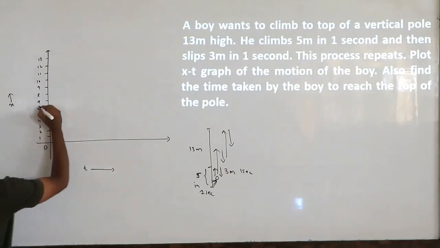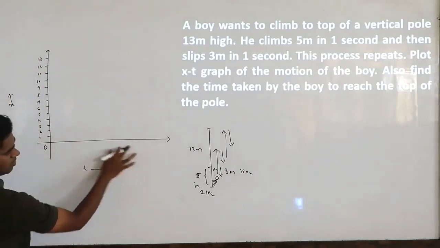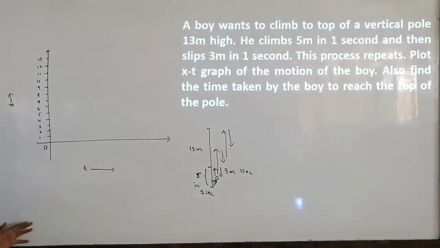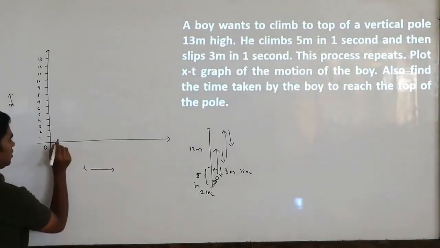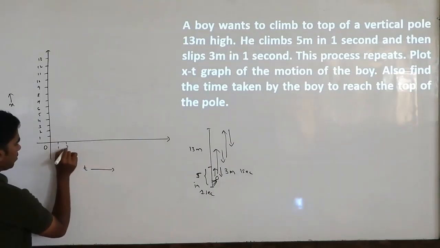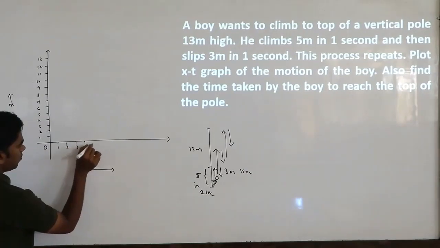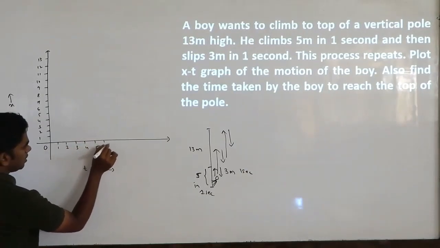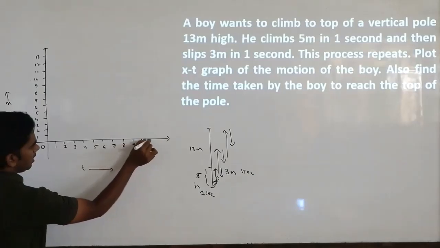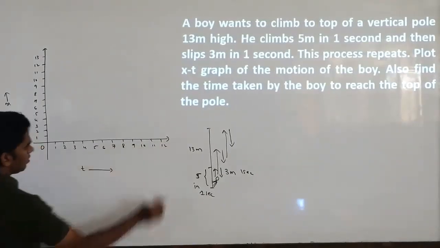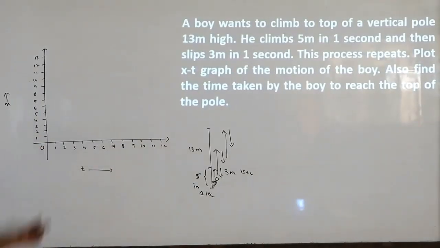Okay. So now along the time. We don't know how much time is required. Simply you have to draw. This is a little difficult. So I will take approximately 1, 2, 3, 4, 5, 6, 7, 8, 9, 10, 11, 12. So these widths should be equal.